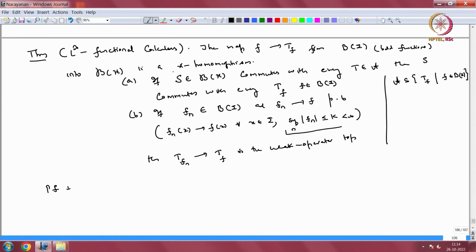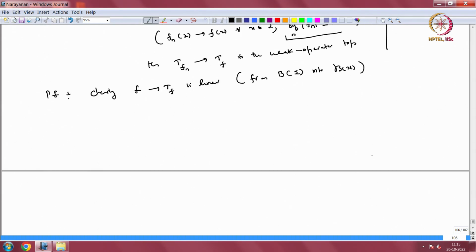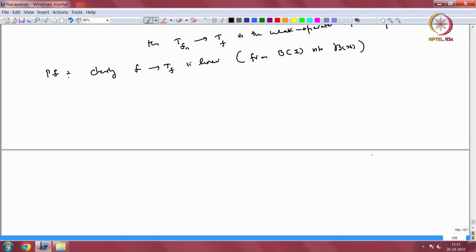The main part is that f going to T_f is a star homomorphism. We know that it is bounded, because the norm of T_f is bounded by the L infinity norm of f. So, some parts are easy. Clearly the linear part is easy: f going to T_f is linear from bounded functions on sigma into bounded operators on H. That is an easy part. Now, I want to say it respects the star operation.